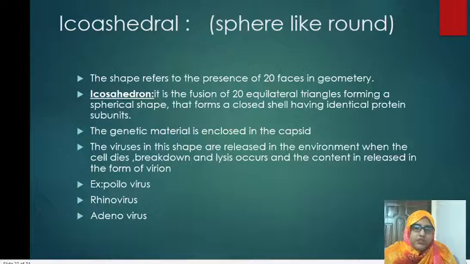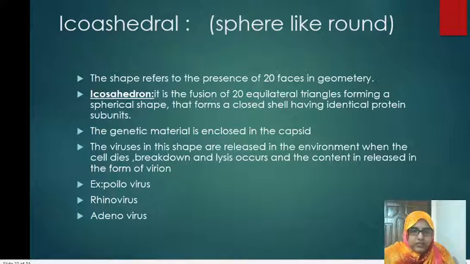They form a closed shell having identical protein subunits. The helical shape is not a closed form, but icosahedral is a closed shell. It contains nucleic acid in its closed shell covered with protein, and that protein is in the form of 20 equilateral triangles. These 20 triangles are made up of proteins and form a strong shell covering. The genetic material is enclosed in the capsid.